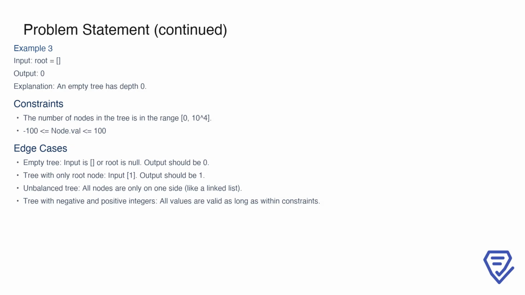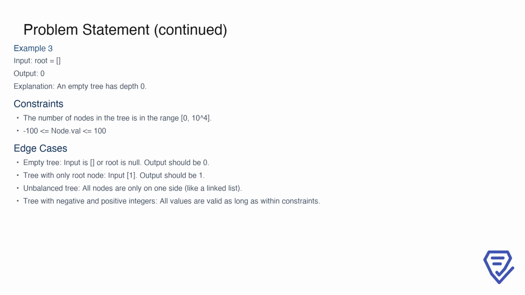There are a few additional important examples and constraints to consider for LeetCode problem number 104. Example 3 shows an empty tree, which should return 0 since there are no nodes present. The constraints for this problem state that the number of nodes is between 0 and 10,000. Each node's value can be any integer between -100 and 100.